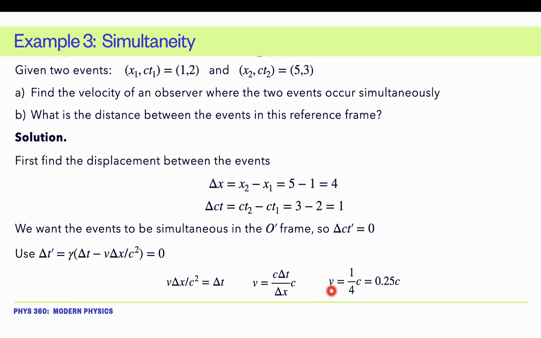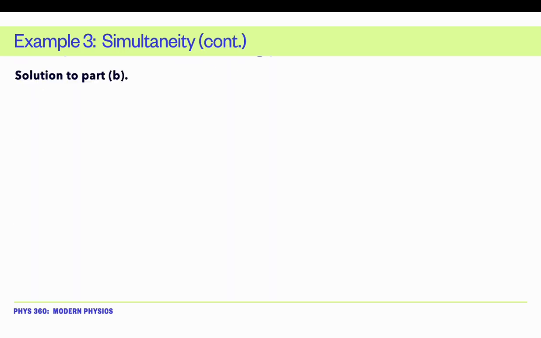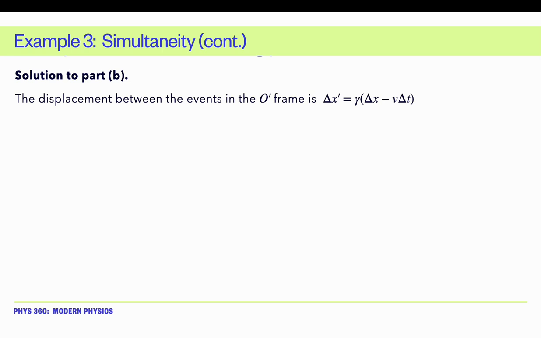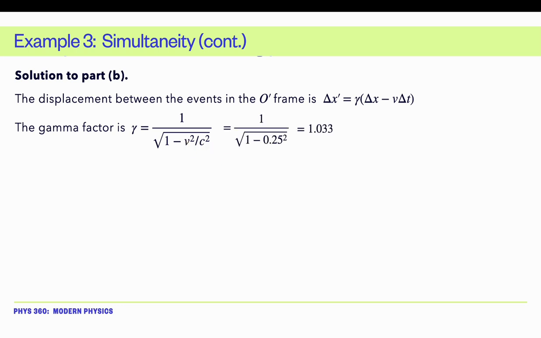This is positive, so that moving frame would have to be traveling along the positive x-axis. Solution to part B: we want to find the displacement between the events in that moving frame. So we can use this Lorentz transformation equation. We want to solve for delta x. The gamma factor is given by this. Since v over c is 1/4, plug it in, then the gamma factor is going to be 1.033.